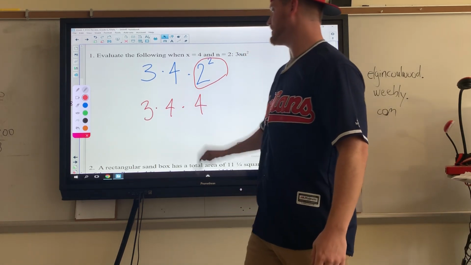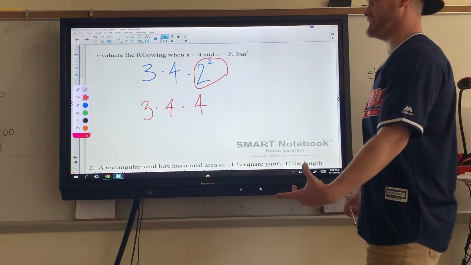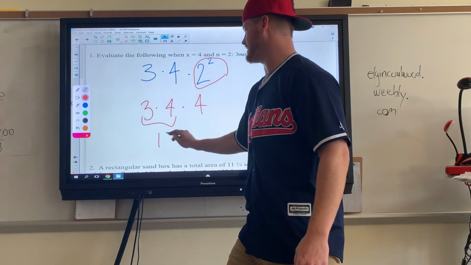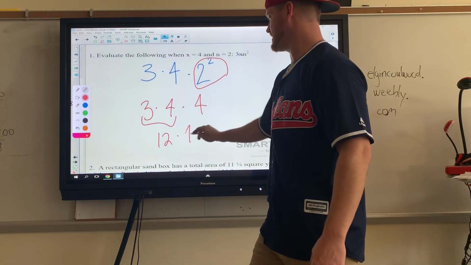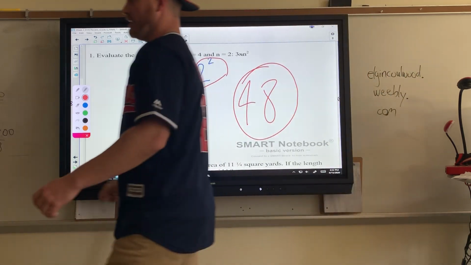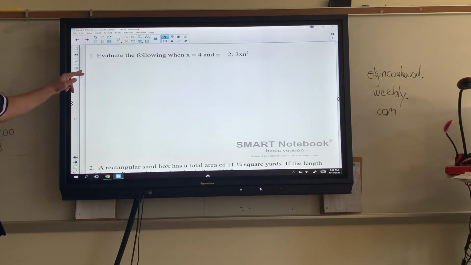3 times 4 times 4. Now that it's the same operation going all the way across, it's all multiplication, we can just go left to right. 3 times 4 is 12. Drop the rest down, and 12 times 4 is 48. So, pat on the back if you got 48 for number 1. No worries if you didn't. Hopefully next time we will.